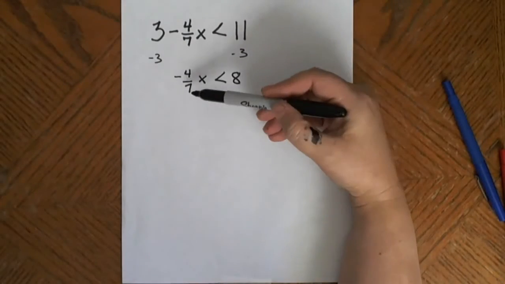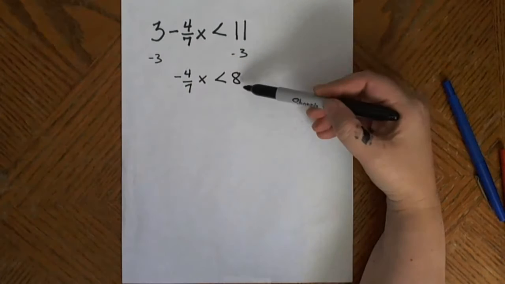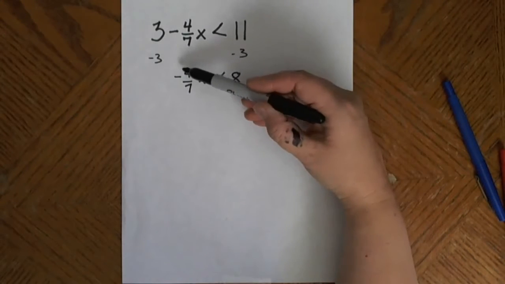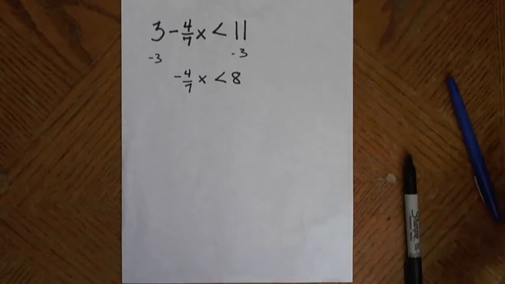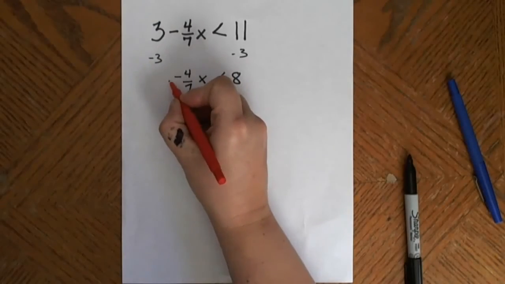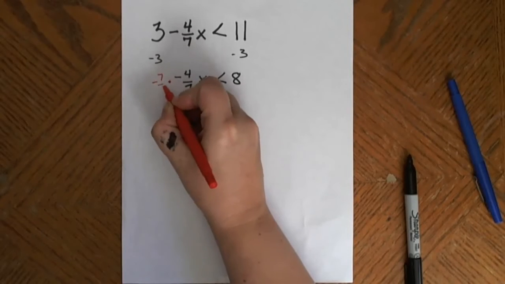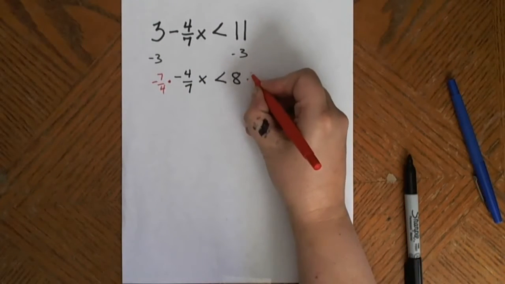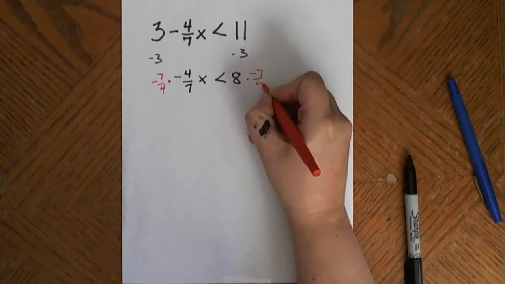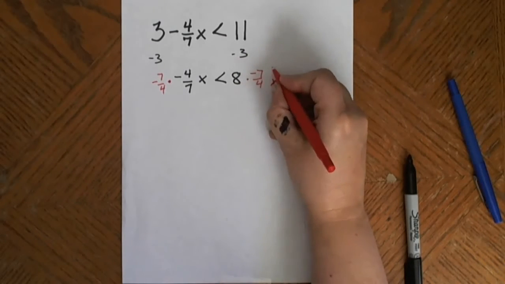At this point, I have my x term and a constant on the other side, so I'm ready to get rid of this coefficient in front of the x. In order to eliminate that negative 4/7, I'd have to multiply by the reciprocal, negative 7/4. If I do that on the left-hand side, I'd like to do the same thing on the right-hand side. And this is where my little alarm goes off.